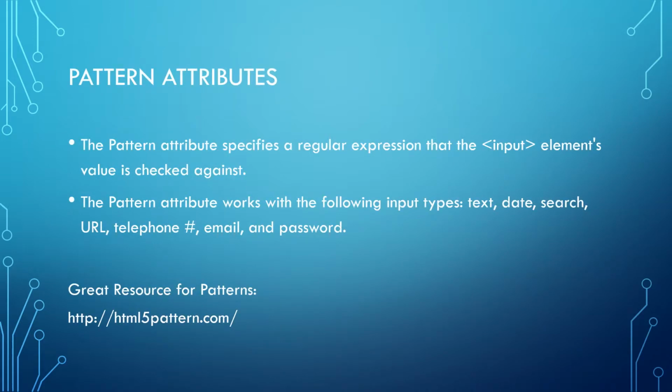The pattern attribute is a validation checker that requires certain fields to have a specific requirement, like URLs, telephone numbers, emails, and passwords. One reference that I found that was really useful is html5pattern.com. So if you're wanting a little bit more information on that, I would recommend that site.